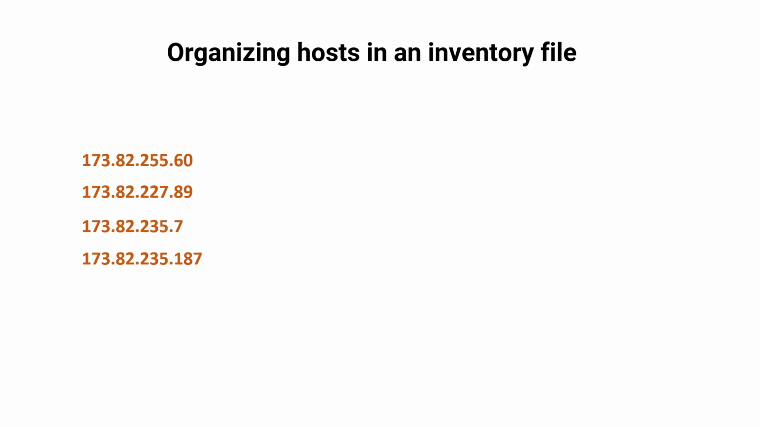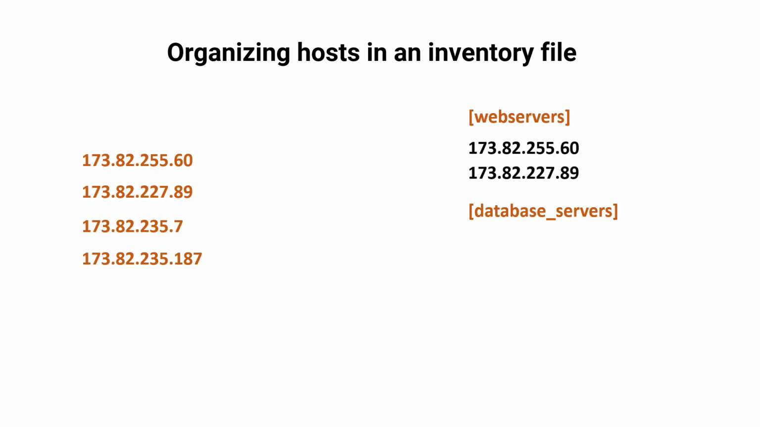Now, this is what we had in our inventory file. So this is a list of the managed hosts. To organize them in a better way, I'm going to place them under host groups. For the first two hosts, I'll categorize them as web servers. And for the remaining two, I'm going to categorize them as database servers. So instead of listing them line by line, I'm going to place them under these host groups as shown. Okay. So here we have two host groups. We have the web servers host group and we have the database servers host group.